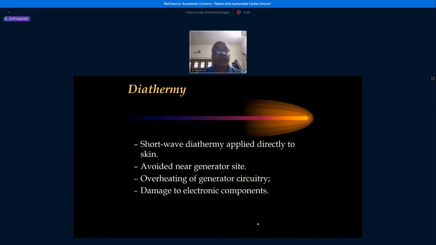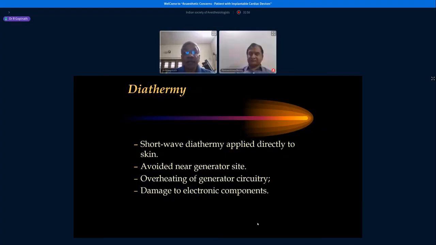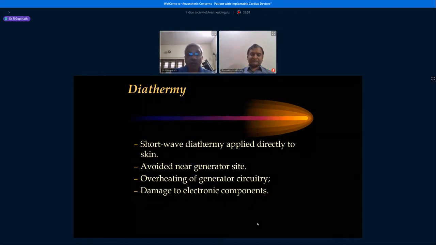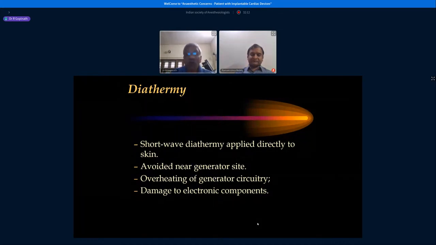You can also use diathermy; diathermy and electrocautery are both similar devices. Shortwave diathermy is applied directly to the skin. Whenever it is used, you should avoid it near the generator or the pulse generator side. This can also cause overheating of the generator circuitry and can cause damage to the electronic components.